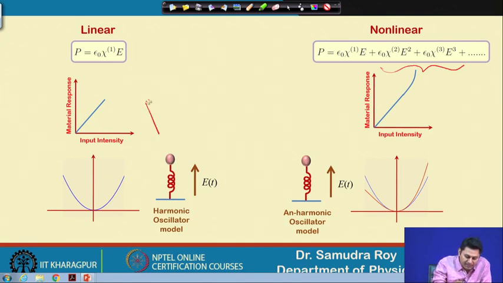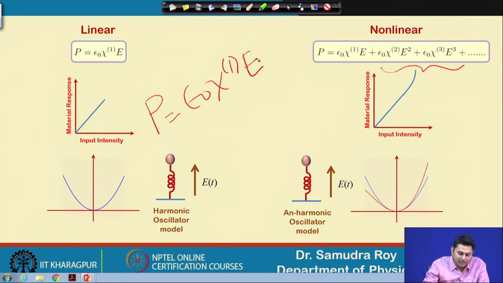So, P equal to epsilon 0 chi 1 E, this is the linear term up to this. Now, on top of that we need to write the higher order terms also. If I write the first higher order term, then it should be epsilon 0, then chi 2, this is the second order susceptibility, and then E square.